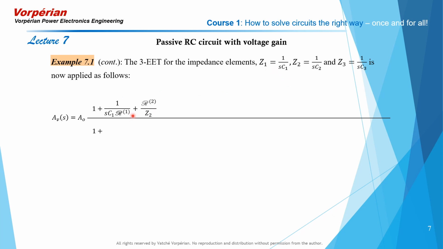Then we reinstate Z2. Since that was taken as an open circuit in the reference circuit, it appears in the little denominator, and it is accompanied by the null resistance looking into port 2, while port 1 and port 3 are in their reference state. We substitute for Z2 1 over sC2, and we obtain this expression.